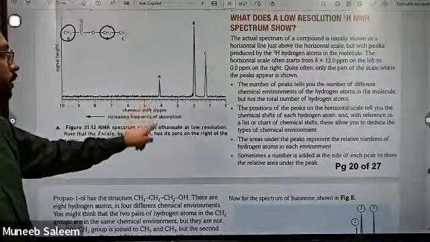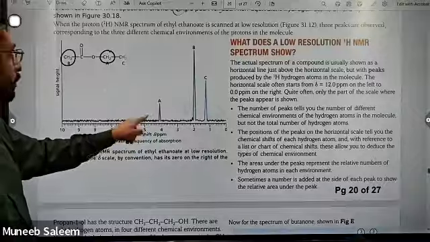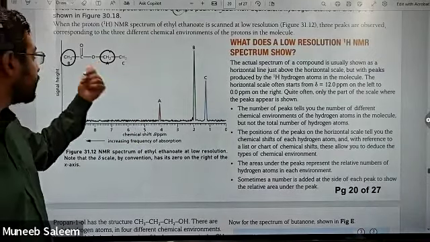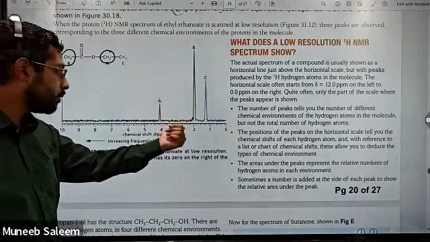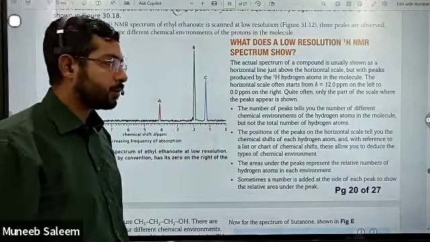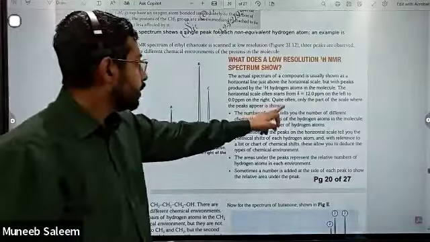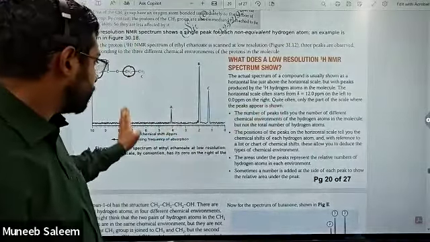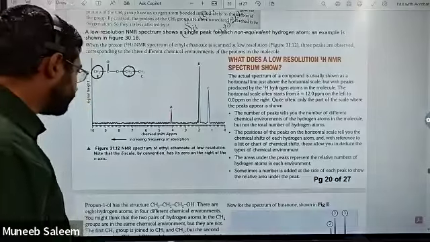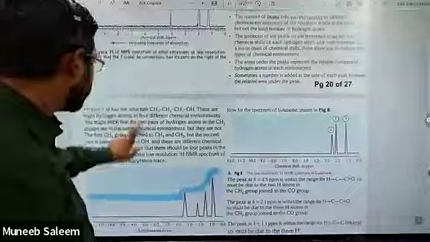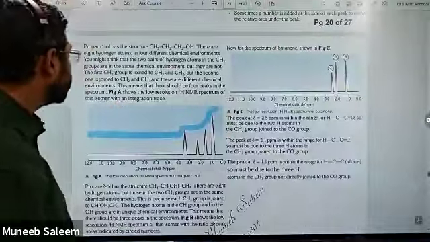So 4.0 is the one for the hydrogen next to the electronegative atom, and the green one can go up to a maximum of 3.0 value. So we have now cross-checked, and these values indicate their positions according to the chemical environment. So ethyl ethanoate had this type of NMR spectrum.